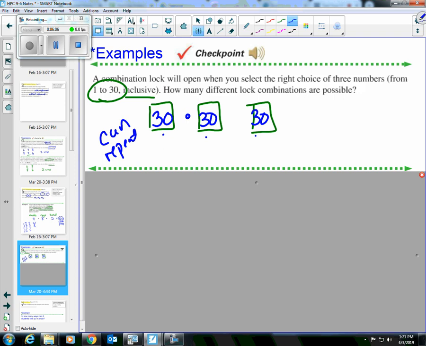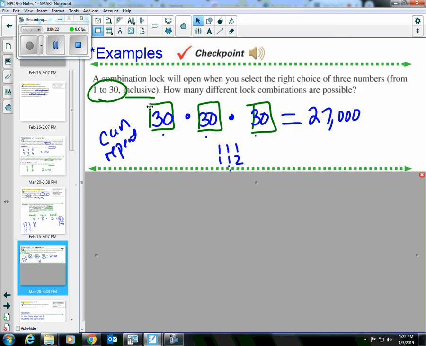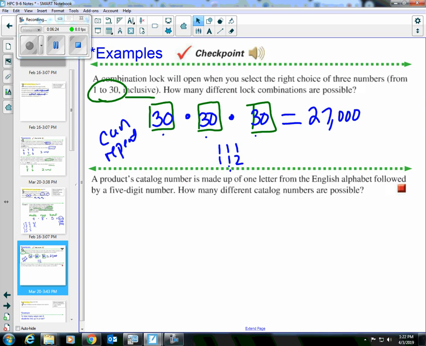So the counting principle would say to get the total number of ways, so instead of doing all the combinations like 1, 1, 1, 1, 1, 2, right, making the list, we can just multiply those together to get that value, which would be 27,000. It's quite a bit if you think about it, just for three numbers only going 1 through 30. So we're looking at how many ways we can do things.